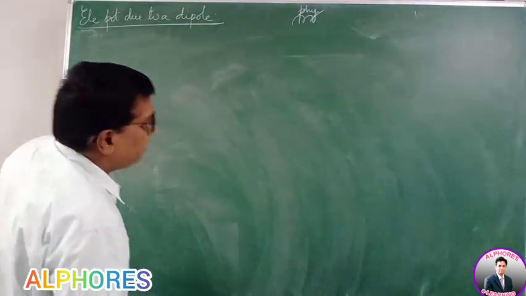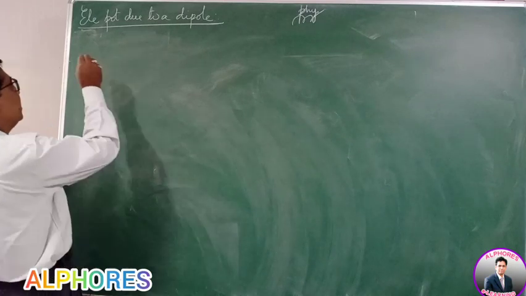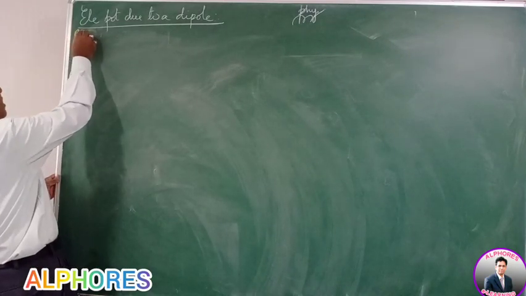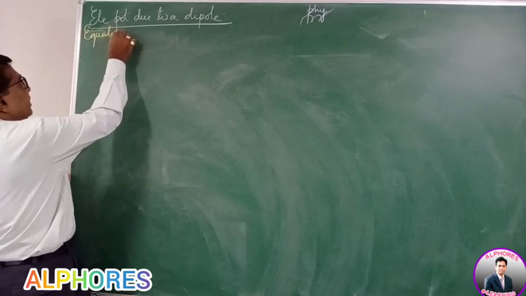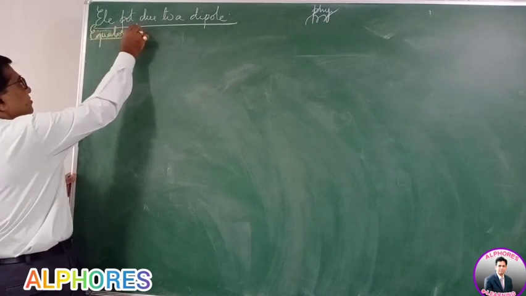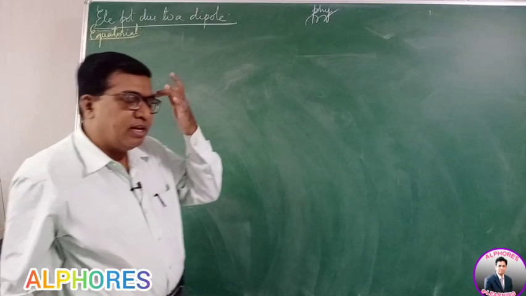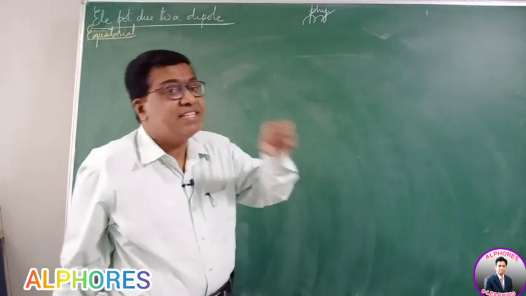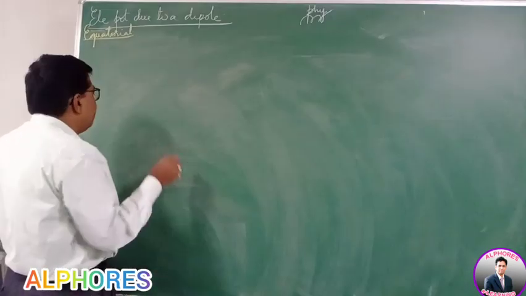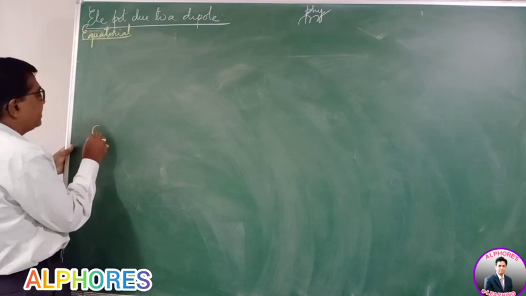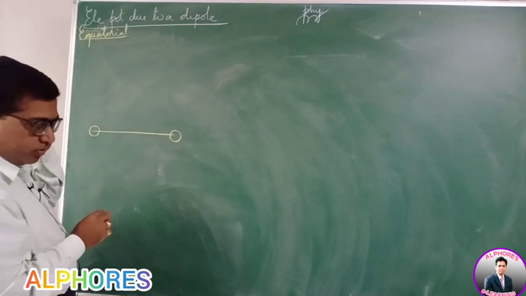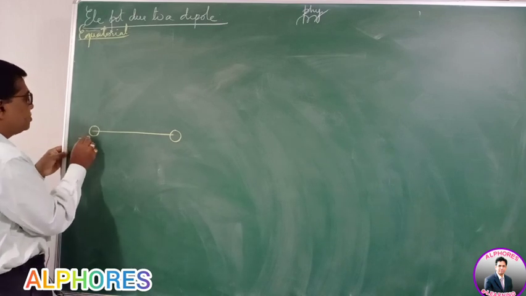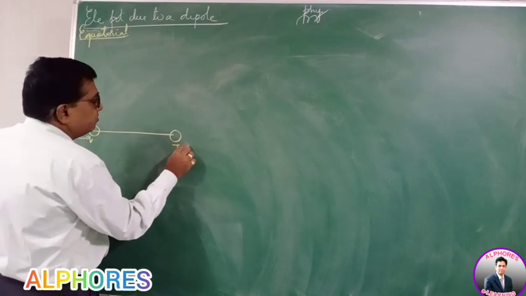Now let's find the potential due to the dipole on the equatorial line. We have found the electric potential due to the dipole on the axial line. Now we will find it on the equatorial line. So, let me consider an electric dipole, a dipole of two charges minus q and plus q.